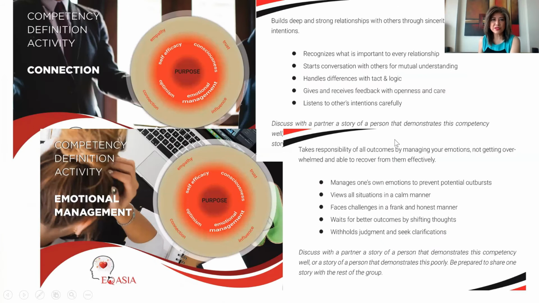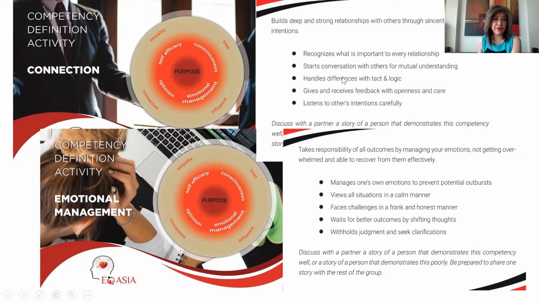So the first one, of course, is the competencies. Now, in the competency cards, we would actually put the name of the competency and its definition. So you'll get 9 competencies and you have 2 sets of them. You've got the model there for you to refer to. Now, on the other side of the card, we have the definition. So, for example, here it's connection, and you've got the definition about building deep and strong relationships with others, etc. And then we've got some of the positive behaviors.